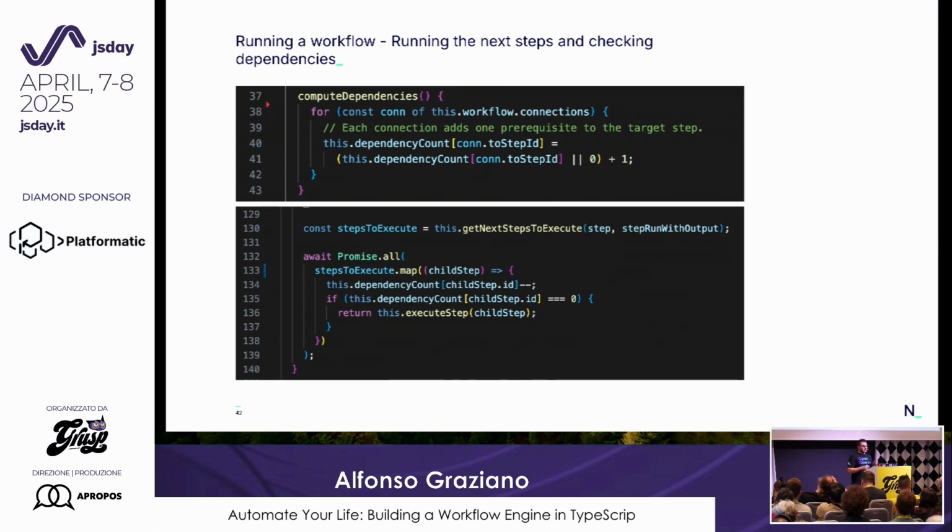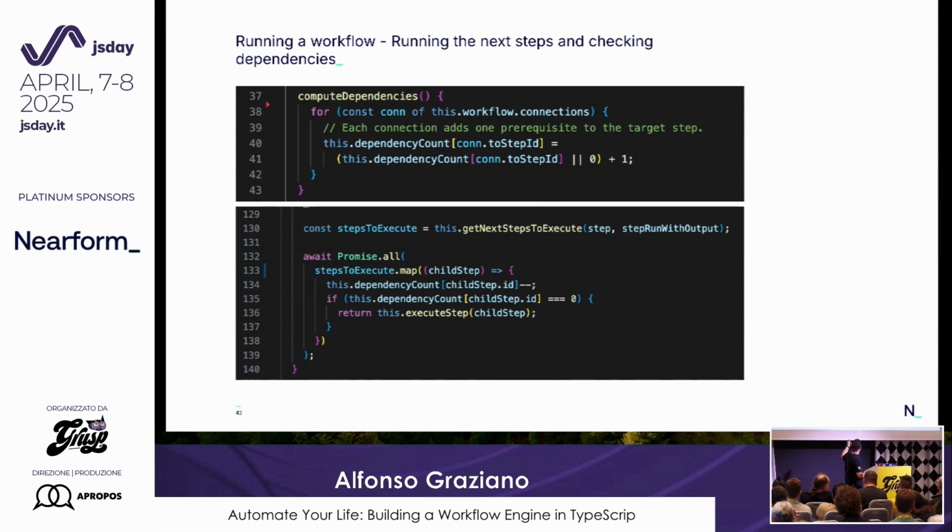In order to look at the dependencies of a step, first of all, we can compute them. Now, we can compute them at runtime, or we can compute them beforehand. In this case, what I prefer to do is just compute them beforehand. So I can look at all the connections, and I can create this dependency count. That's super easy.